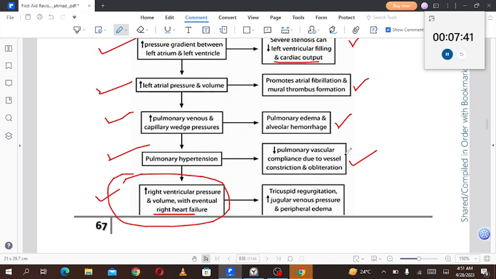If the right ventricular pressure is increasing, that may ultimately result in tricuspid regurgitation, and increased jugular venous pressure and peripheral edema because of the right-sided heart failure. And there will be venous pooling, and that venous pooling will cause peripheral edema as well.